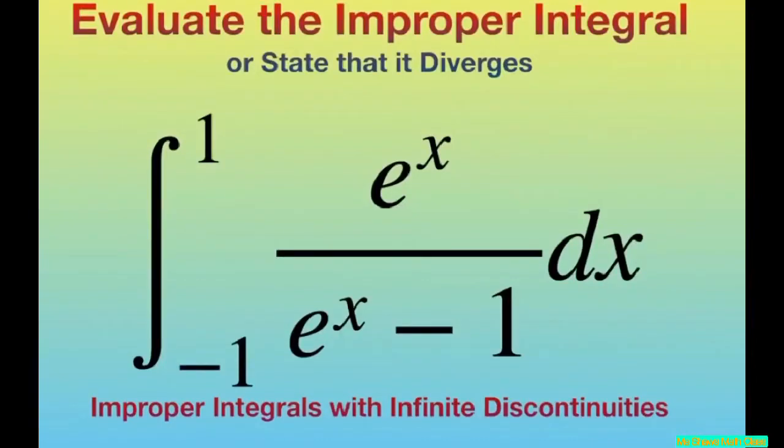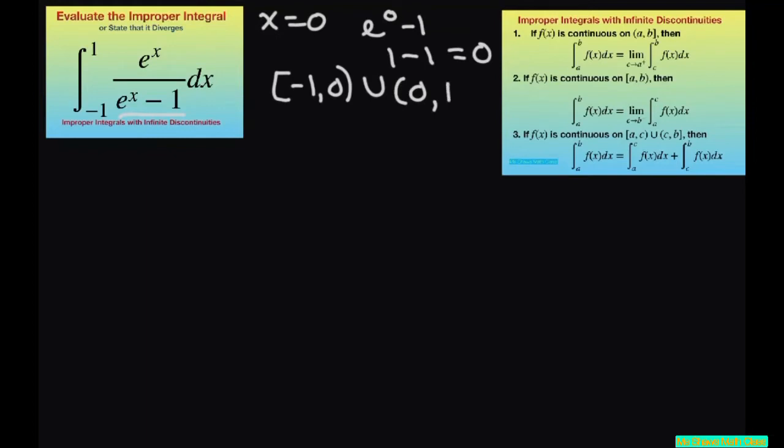Everyone, we're going to evaluate the improper integral, or state that it diverges, from -1 to 1 of e to the x power divided by e to the power of x minus 1 dx. Now we have an infinite discontinuity at x equals 0 because e to the 0 power minus 1 is 1 minus 1 equals 0. So that would make our denominator 0. Therefore our function is continuous on -1 to 0 and 0 to 1.